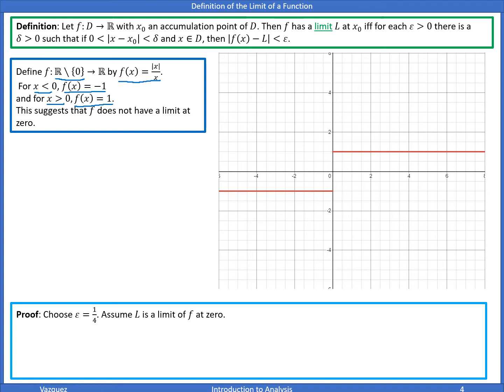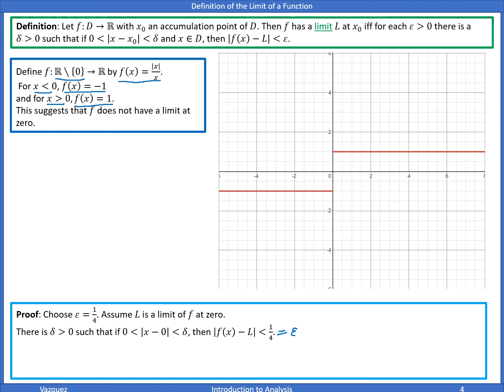Okay, so this means that there should be a delta greater than 0, such that if |x - 0| is less than delta, then the difference between f of x and L should be less than 1/4, because that's what epsilon is, right? So this is epsilon. And I'll mention why we chose epsilon equal to 1/4.